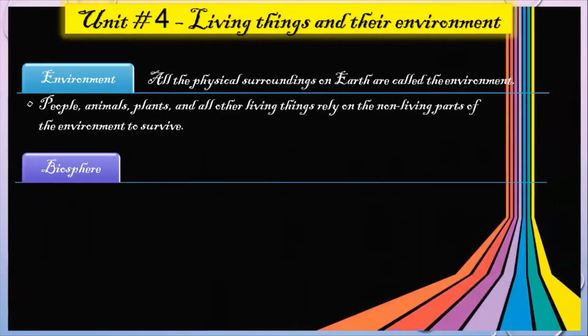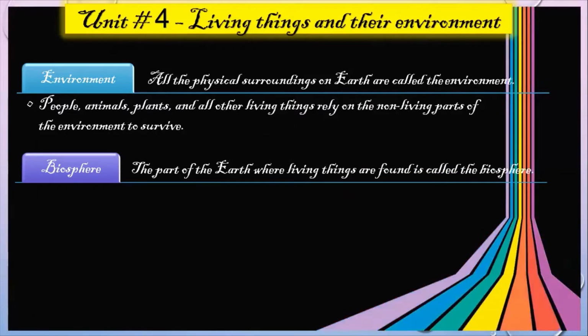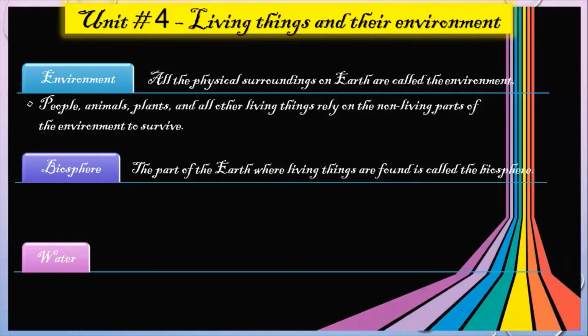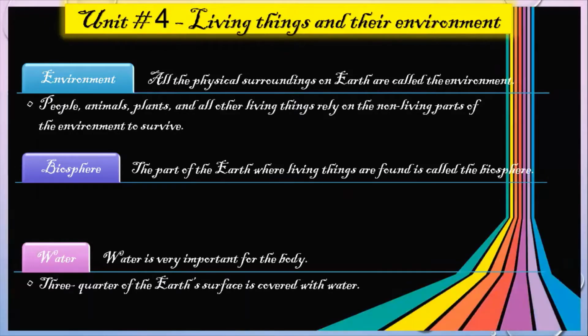Biosphere. There are 4 layers of earth, in which the biosphere is the part of the earth where living things are found. Water is a very important part for the human body. 3/4 of the earth's surface is covered with water.